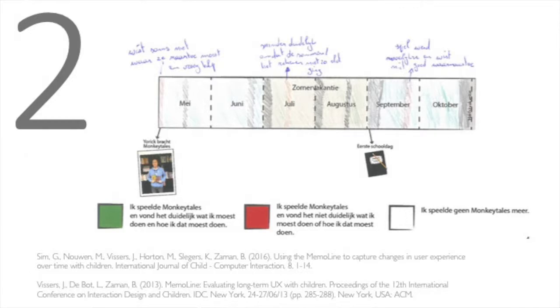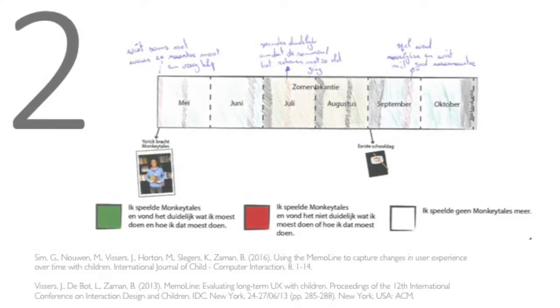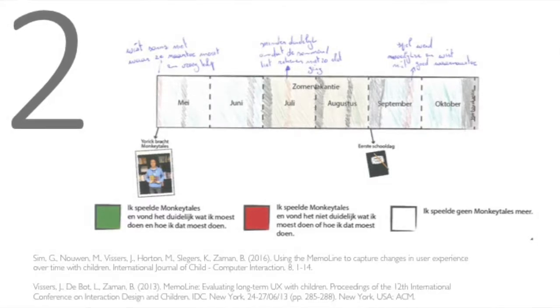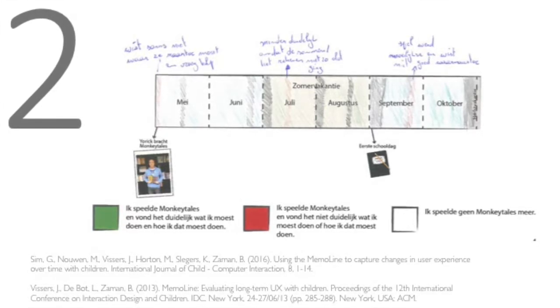And to capture that, we developed and tested the Memo Line. The Memo Line is a visually aided retrospective verbalization instrument that can be used to understand children users' experiences with digital technology over time. And it focuses on what children remember as opposed to what they feel at the moment. And these memories are important because they are likely to guide future behavior.